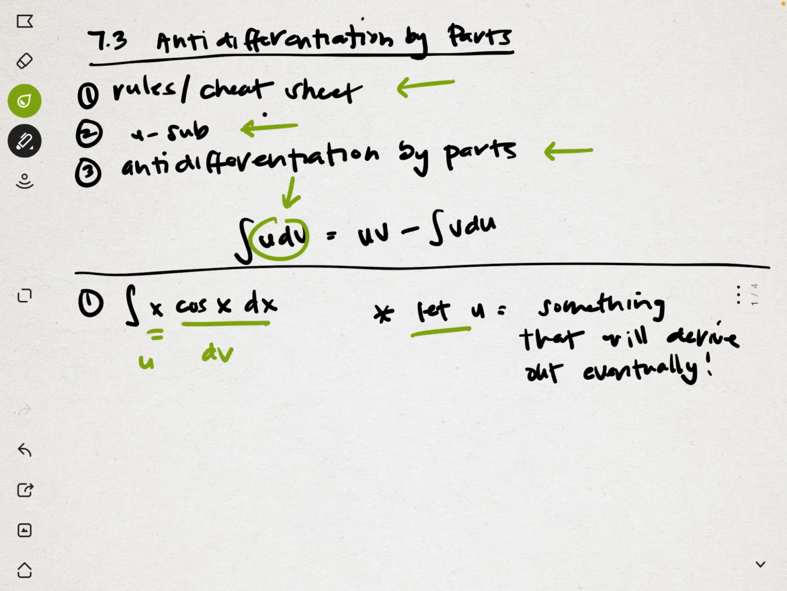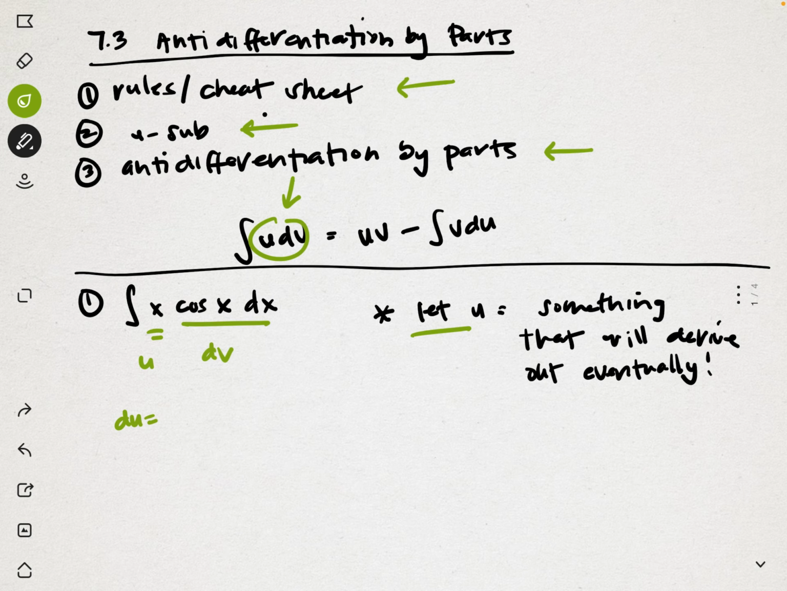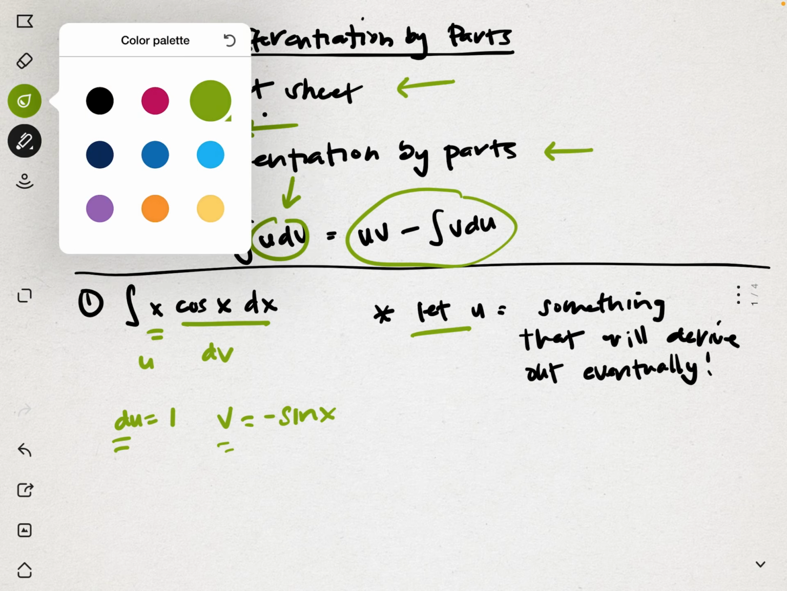Okay, so it's going to look like this. When I do this, let's do the du. Du is 1. And then our v, right? So we have cosine x dx, so v would be the antiderivative of cosine x, which is negative sine x. Okay, so we're going to find the du, and we're going to find the v from our u and dv, and then we're going to make it look like the right hand side of our equation.